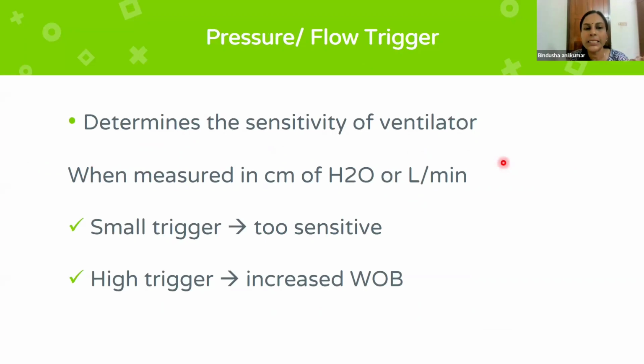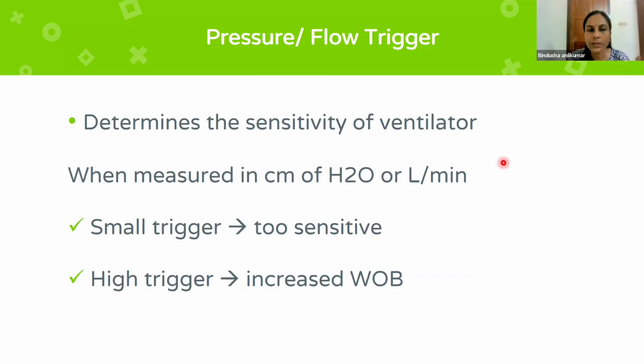Okay, and the triggering will determine the sensitivity of the ventilator. If it is a pressure trigger, it is always measured in centimeters of water. And if it is a flow trigger, it is measured in liters per minute. So we will see that in different ventilators, different types of triggers are there.